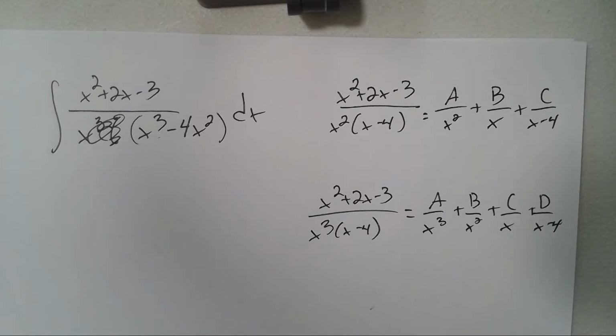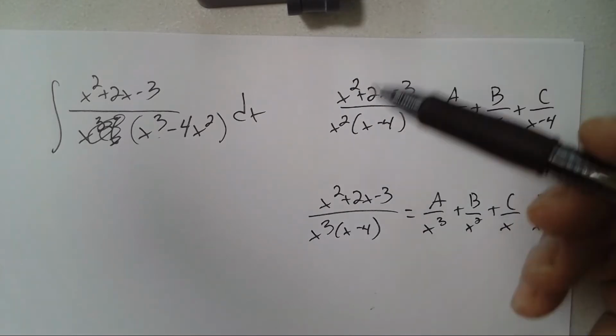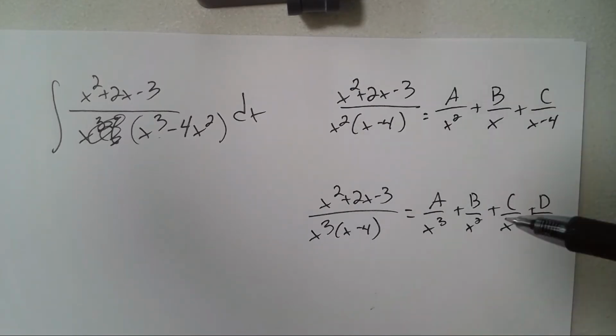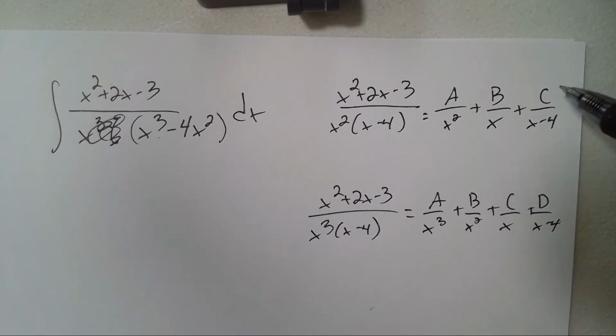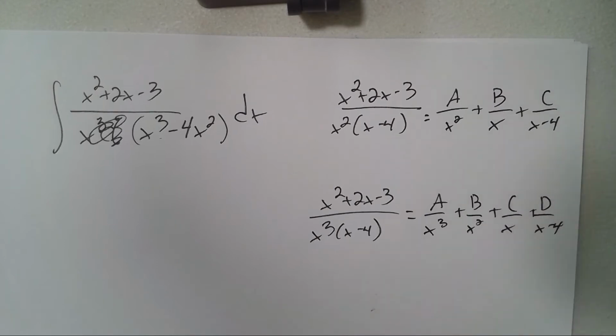So then you would multiply both sides by the bottom here, set up a system. The system would be a 3 by 4 system probably, and actually a matrix might be a good idea to do that.